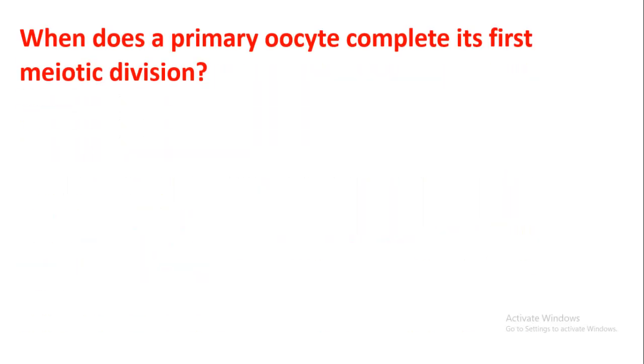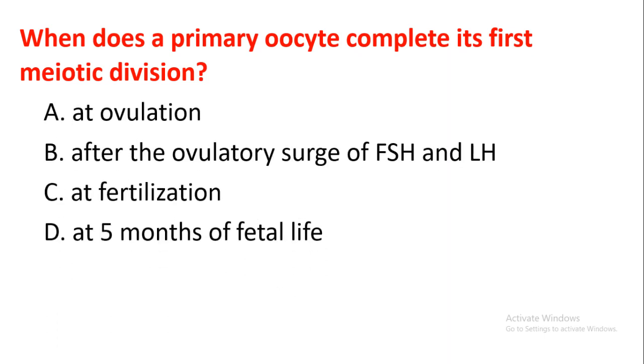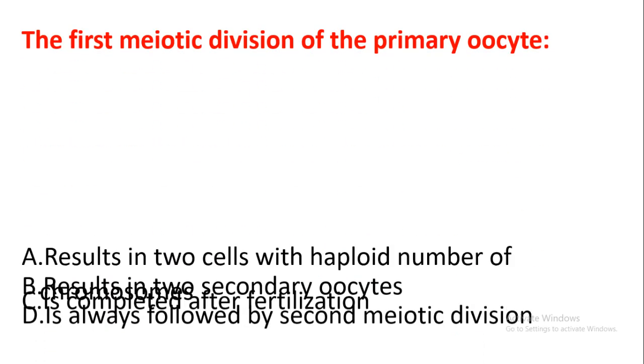Number 1, we have been asked, when does a primary oocyte complete its first meiotic division? We need to understand that the primary oocyte normally completes its first division at ovulation. Let's quickly move on and look at the next question.